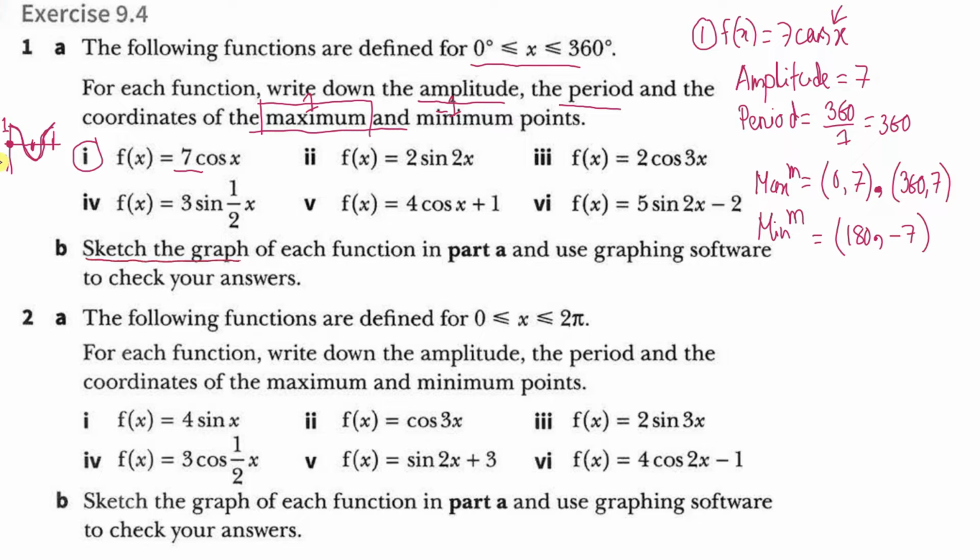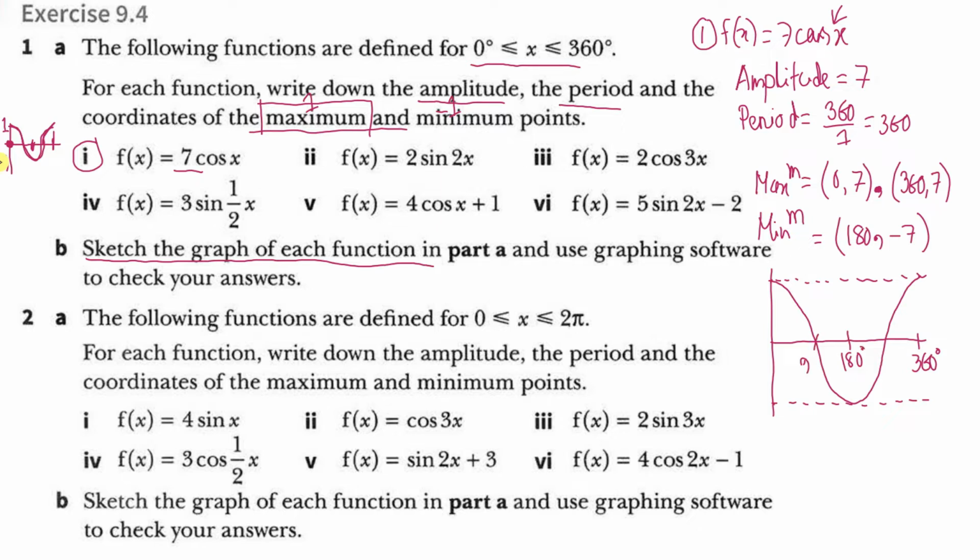Now we are going to go for the sketch of each function. Let me draw it. It has maximum 7 and minimum -7. Then it looks like that. Hope you understood. This one is 360 degrees because it completes the cycle in 360, this one is 180 degrees, and this point is 90 degrees. This is the point 0 degrees, and its maximum is 7 and minimum is -7. So this is the complete sketch of this cosine graph.